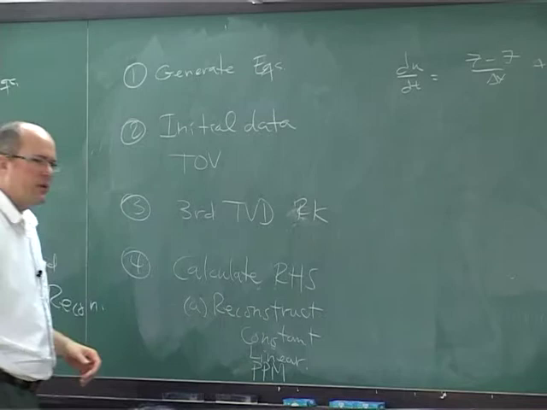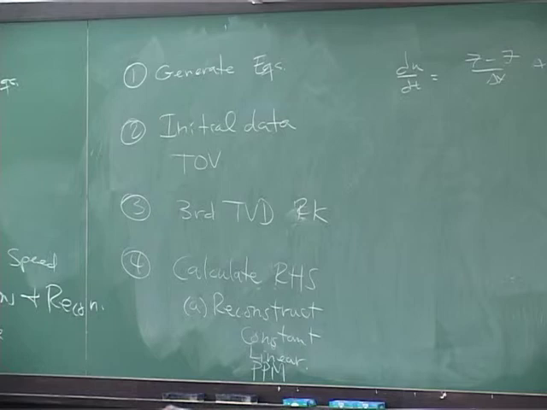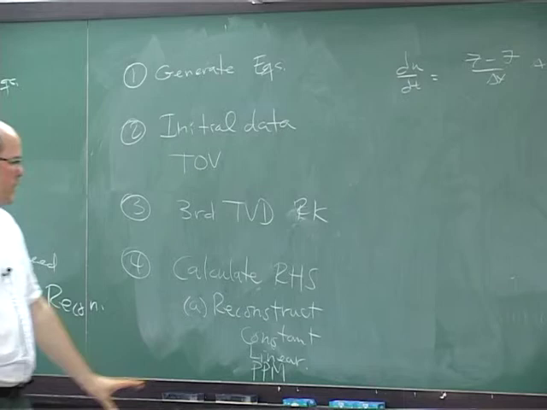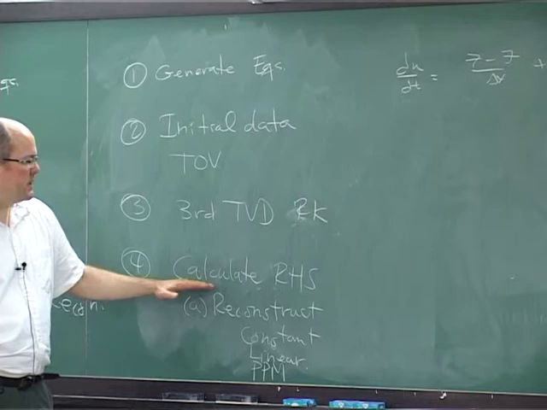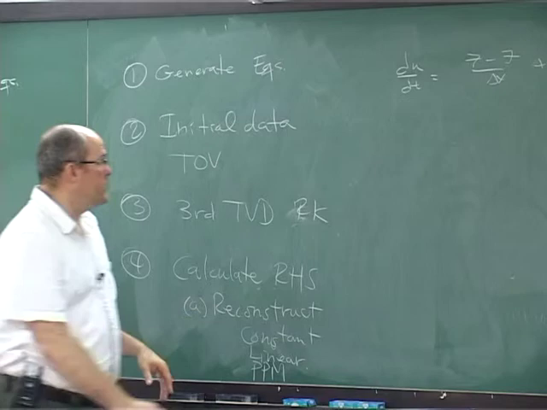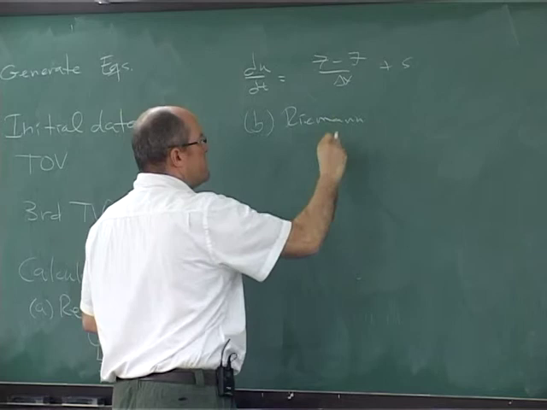Or you can choose, there are other classes of methods that aren't TVD. Anyway, there are other methods that are higher order and they're out there. So the first step in calculating my right-hand side is to go through and reconstruct all my variables in one dimension. And then I'm going to solve my Riemann problem everywhere, which means basically calculate a numerical flux.